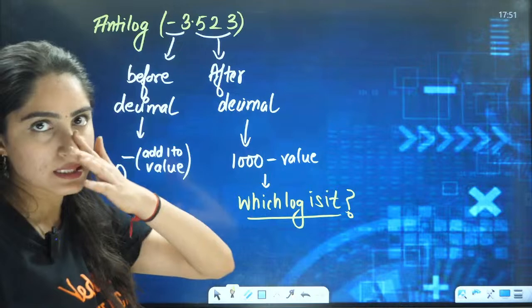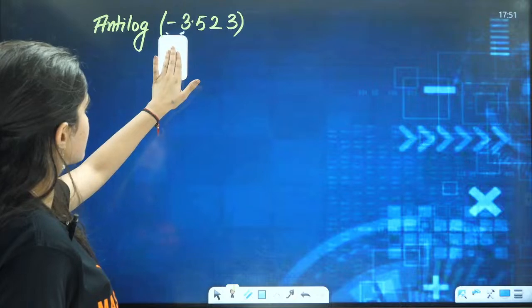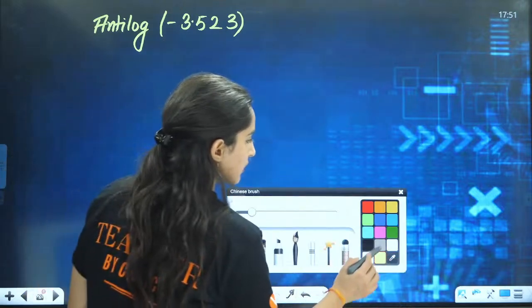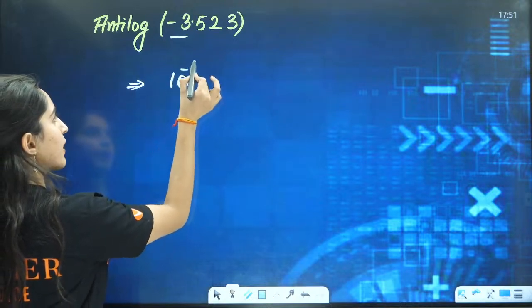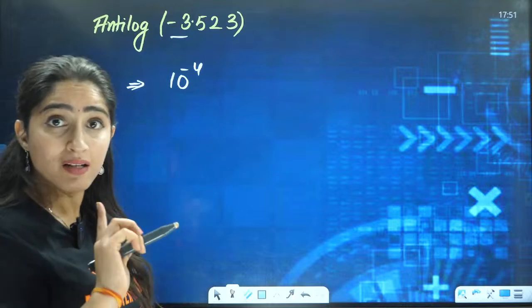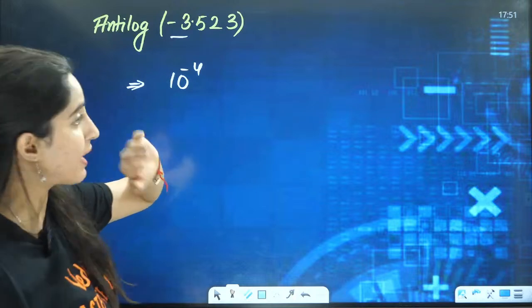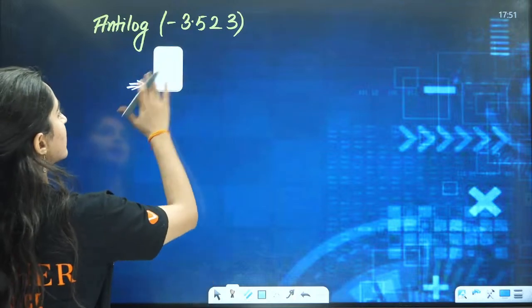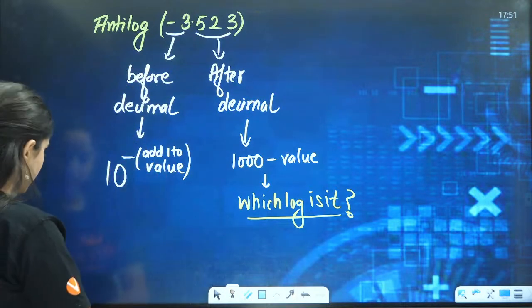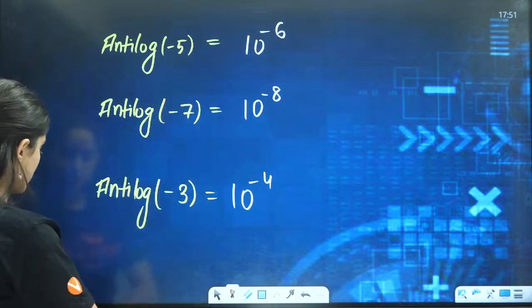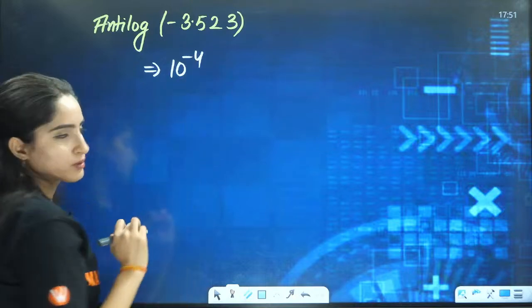Ma'am, what do you mean by this thing? I'll tell you what I mean by this thing. I'll give you two examples here. First is minus 3. Minus 3 means it is before the decimal, so it will be 10 raised to power minus 4, because I will add one value to this minus 3. So it will be 10 raised to power minus 4. Understood how I am saying that? Before the decimal, whatever value you have, you will add 1 to it. We have added 1 to everything here now. So the same thing we are doing here. So it is 10 raised to power minus 4.